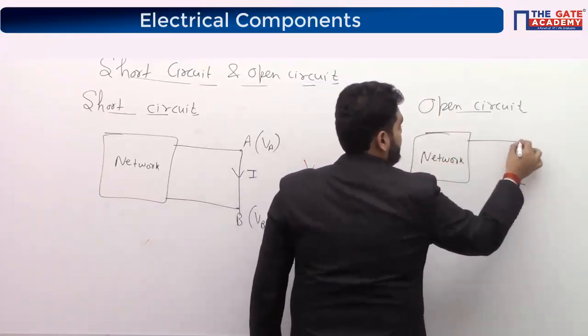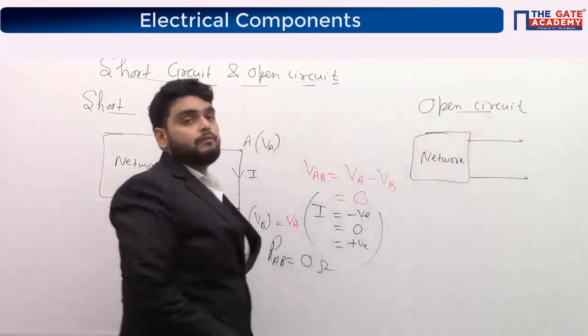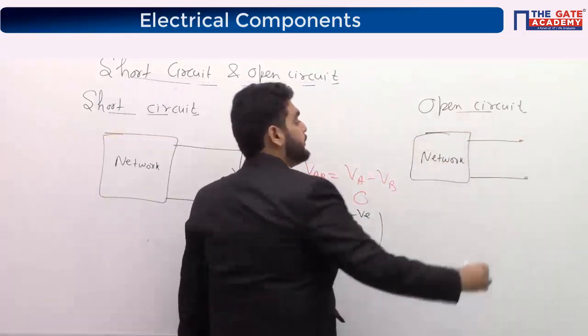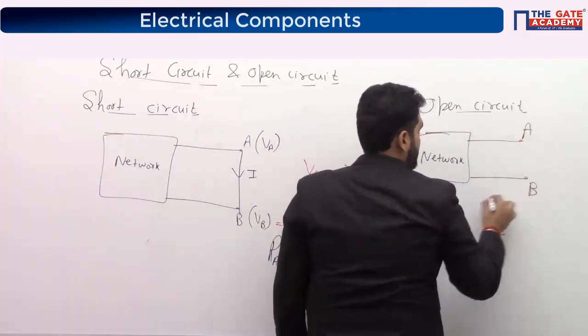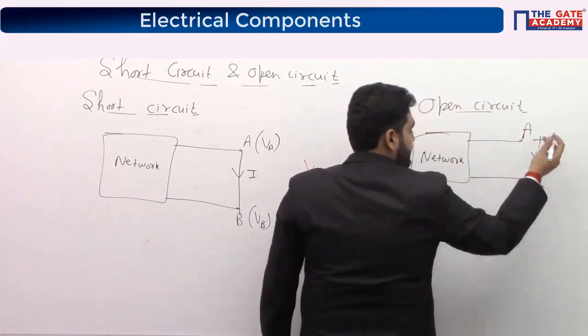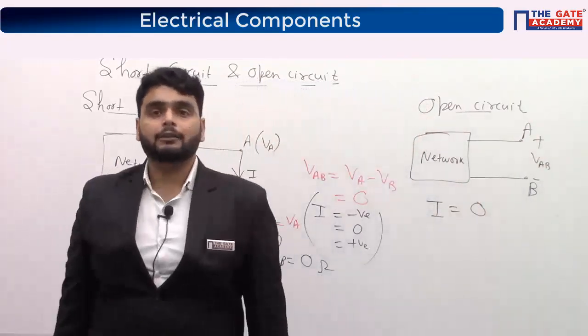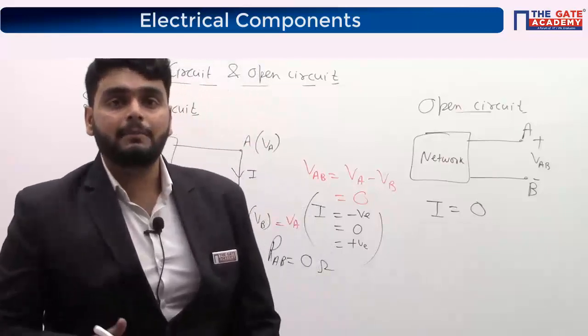Again, in an open circuit, I have removed the wire between the two terminals A and B. This is A, this is B. If I remove the wire, V_AB is some value, then I becomes 0, because there is no path for a current to flow.